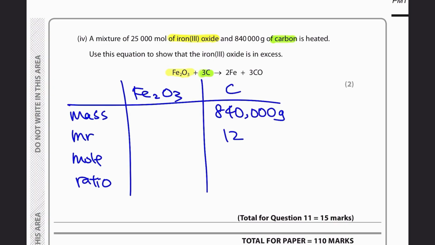And then I'm going to calculate the moles, which is mass divided by Mr. So 840,000 divided by 12, and that's 70,000. So I would be getting 70,000 moles of carbon. Now, once you've worked out one of them, I want you to find out the ratio.